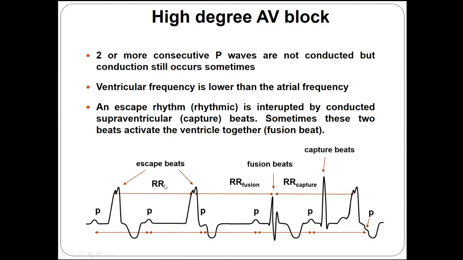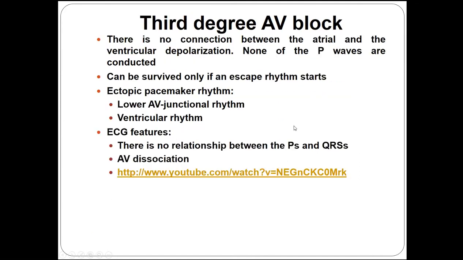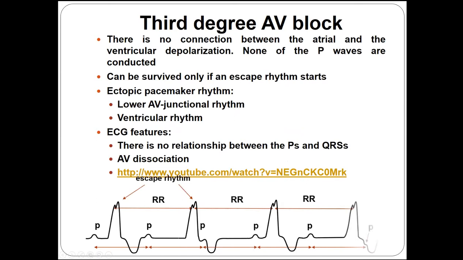So we do have 3 types of morphology of the QRS complex. We do have the ventricle escape, we do have a fusion, and we do have a supraventricular capture beat. Okay, this is what we have. Okay, third degree block, meaning there is no connection between the P wave and the QRS complex. How can we see it?